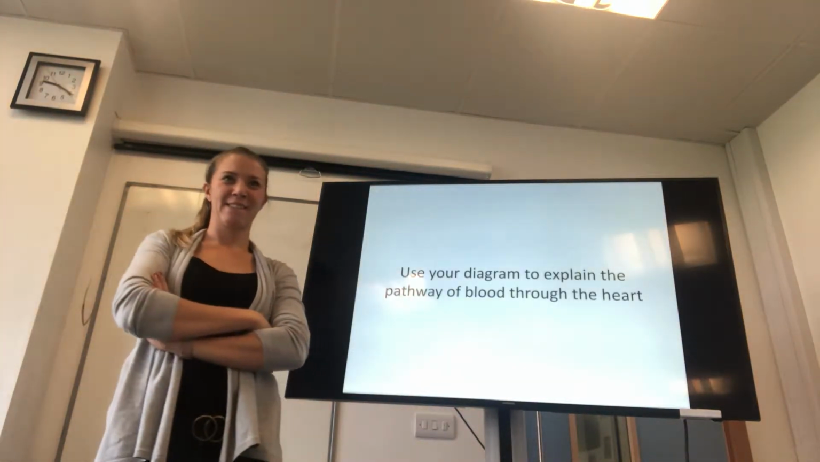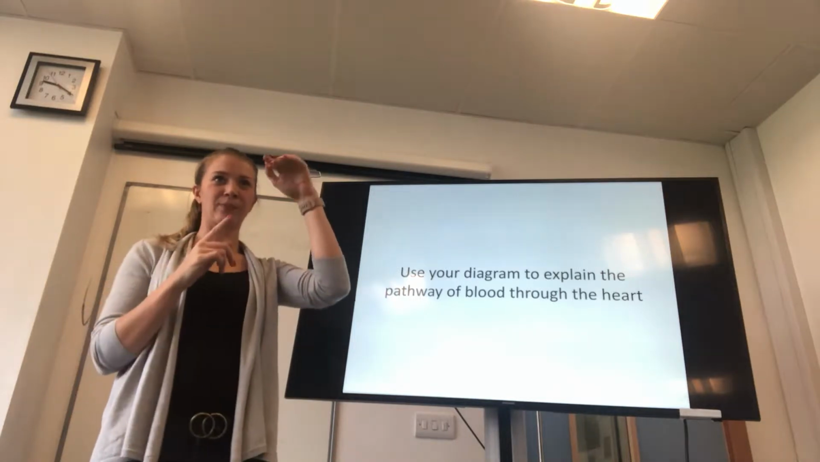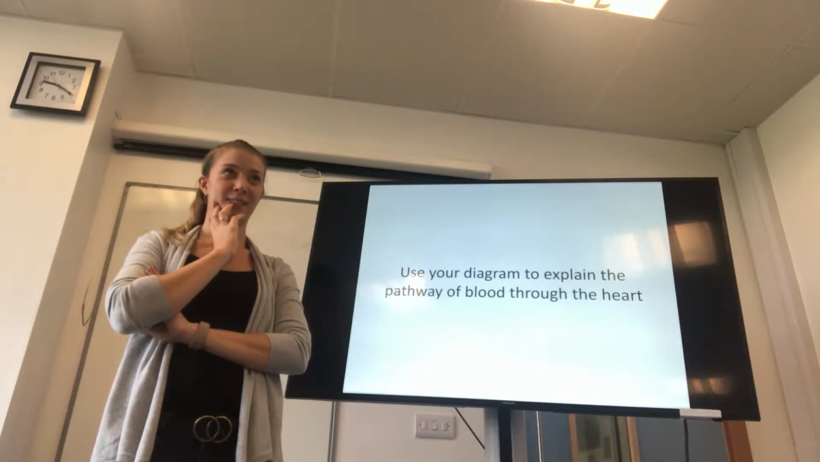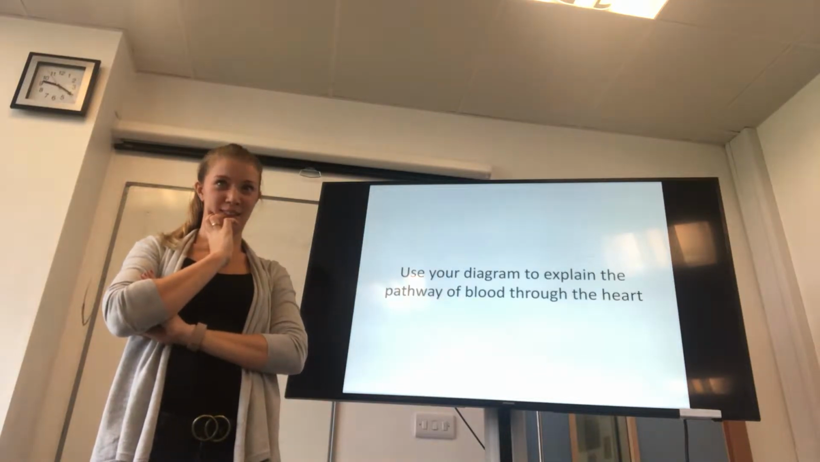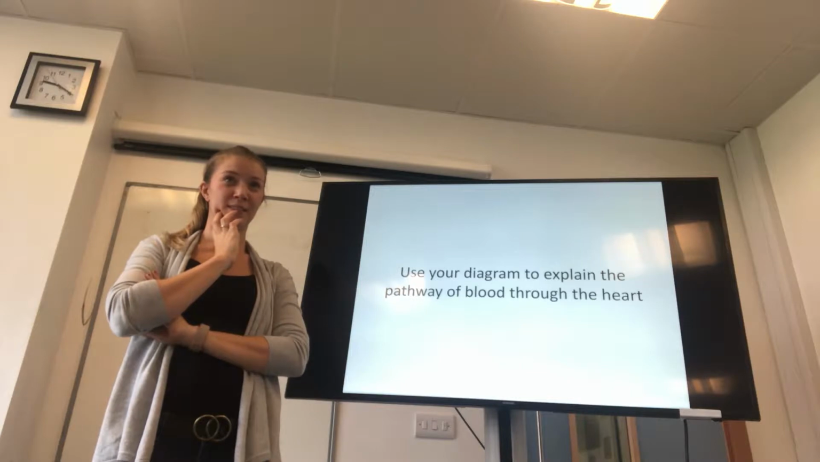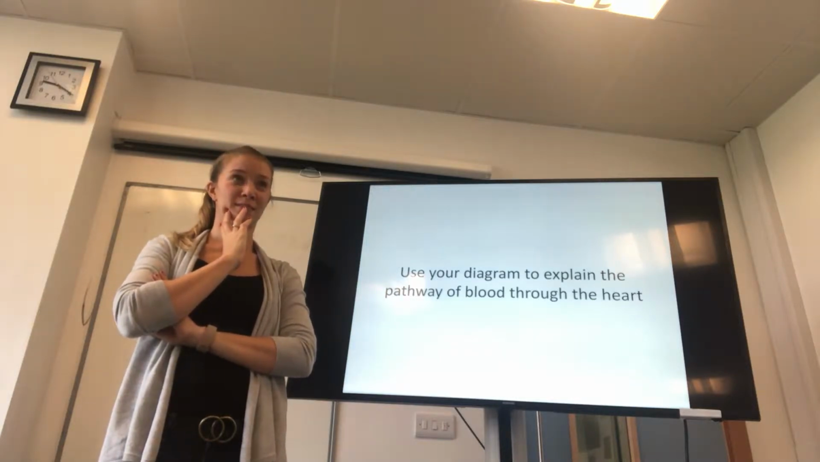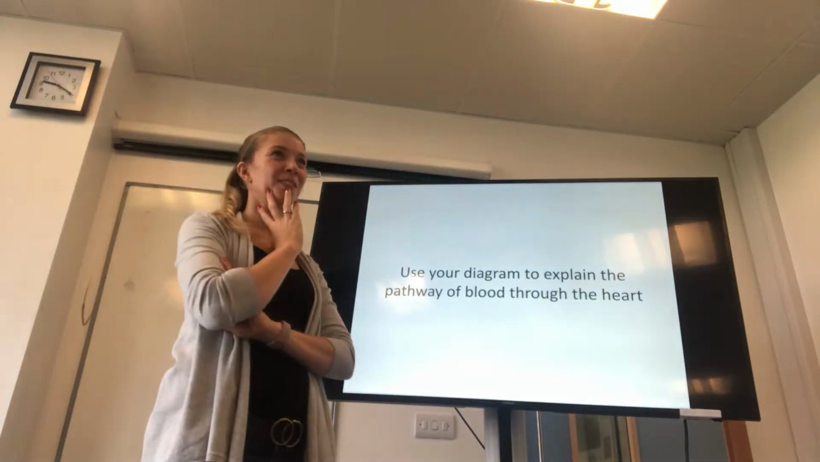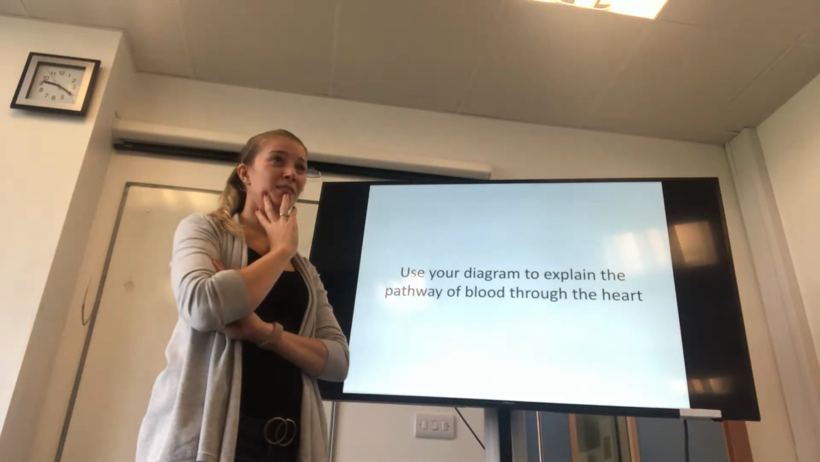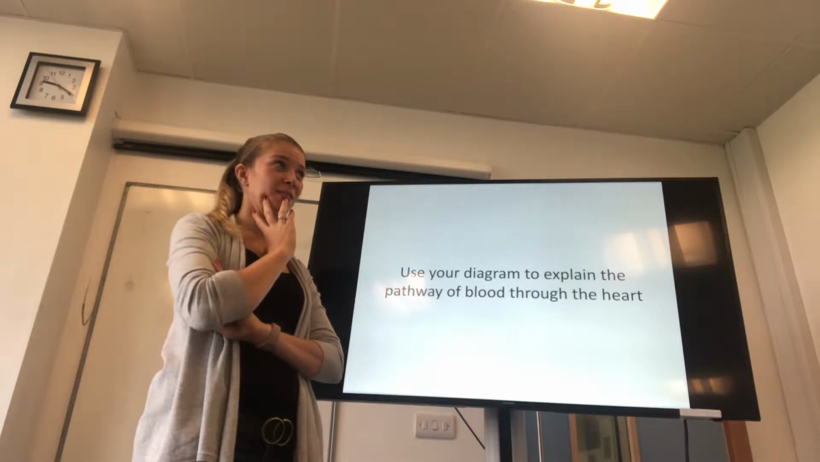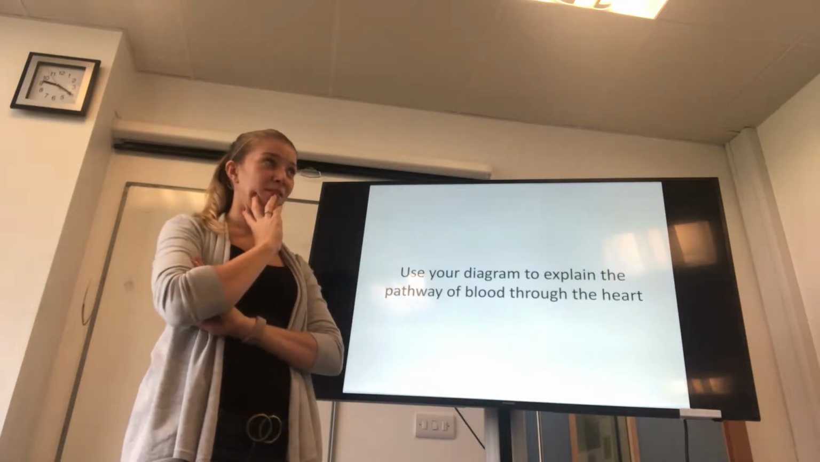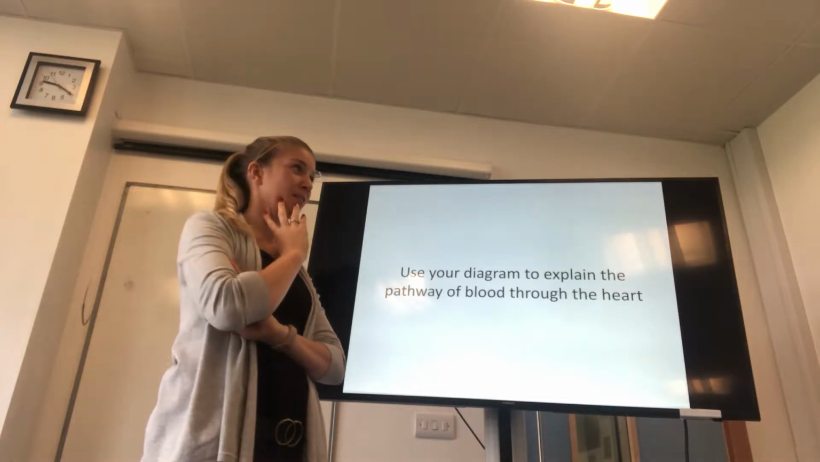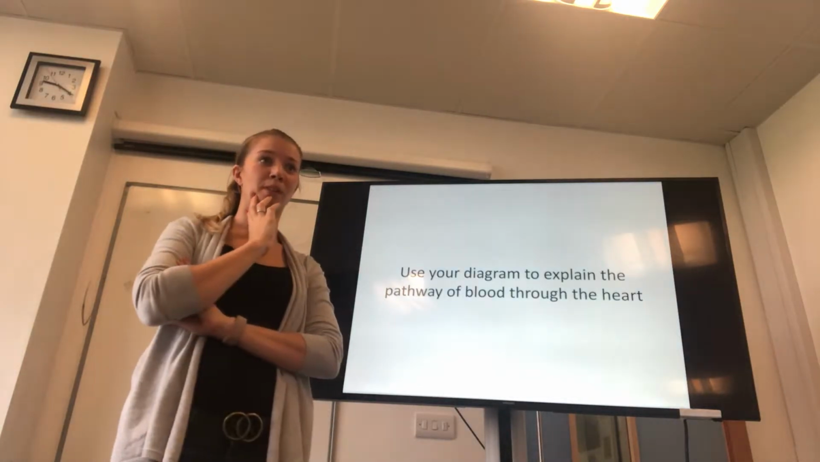It goes in through the superior and inferior vena cavas, into the right atrium, through the tricuspid valve, into the right ventricle, through the pulmonary valve, through the pulmonary artery to the lungs, then it comes back through the pulmonary veins into the left atrium, through the bicuspid valve, into the left ventricle, through the aortic valve to the aorta, out through the body. Perfect. Happy with that?